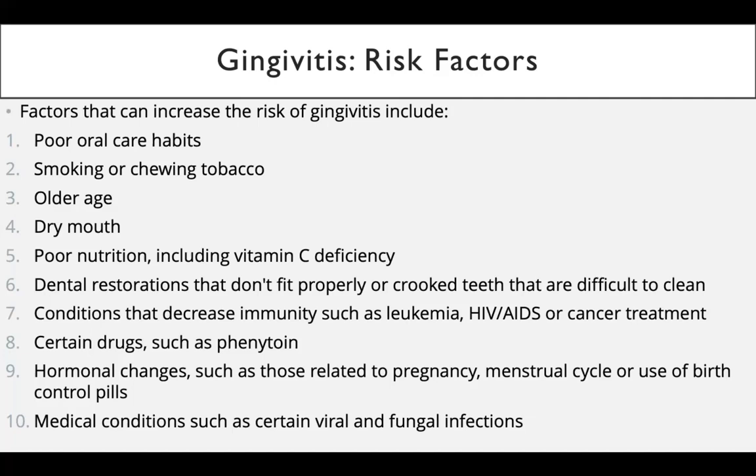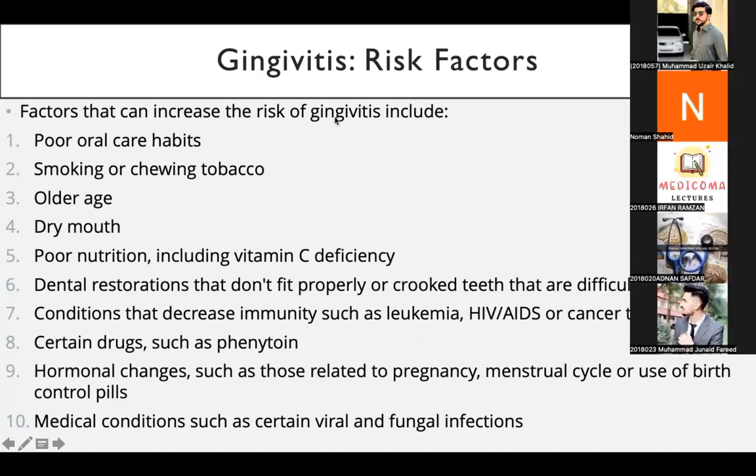They grind the teeth of the upper jaw and lower jaw together, and the teeth are broken. Crooked teeth are found in children with bruxism, and they are difficult to clean. When difficult to clean, plaques will be formed. Plaques will cause gingivitis. So conditions that decrease immunity, such as leukemia, HIV/AIDS, or cancer treatment. Cancer treatment makes the patient immunocompromised, and when there is an immunocompromised state, a lot of disease comes in.